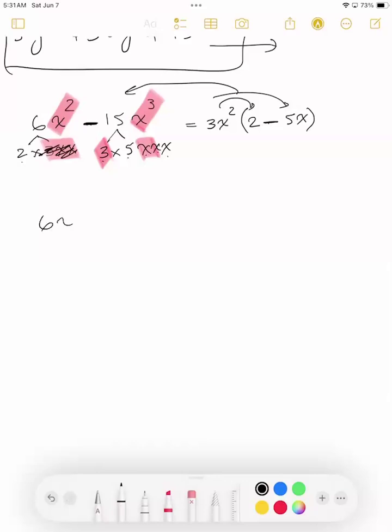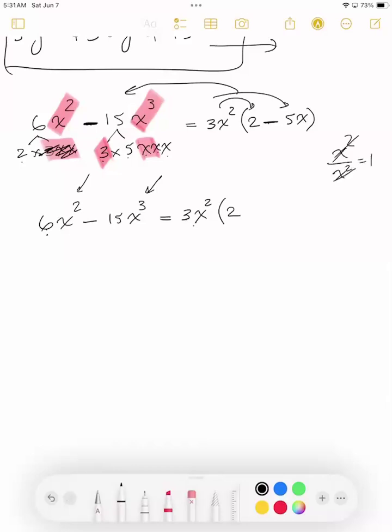I want to go over another method. So after you find the greatest common factor, you say, well, 6 is divisible by 3, 15 is divisible by 3, 3 is a common factor. In the first term, you have 2 x's. Here you have 3 x's. So x to the power 2, x with the smallest exponent is the common factor. Next, you go 6 divided by 3 is 2. X to the power 2 divided by the common factor x to the power 2 is 1.